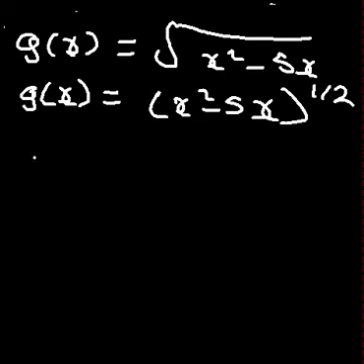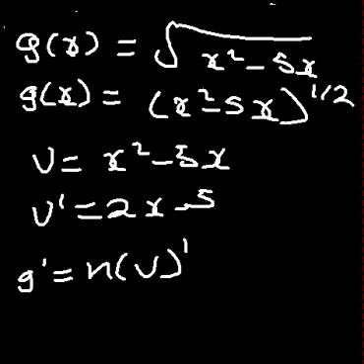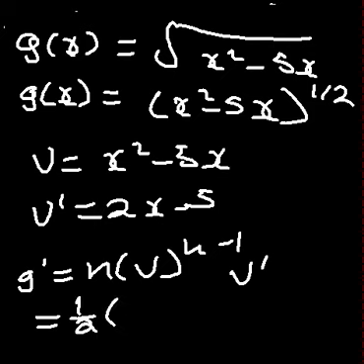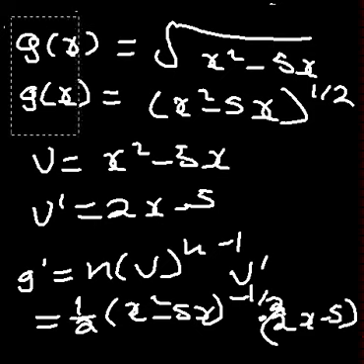So what is the inner function? We have v is equal to x squared minus 5x, of which v prime will be given as 2x minus 5. So what is g of x prime? We'll have it as n times v to the power n minus 1 times v prime. In this case, we'll have the power half, and then the function x squared minus 5x to the power negative half, times 2x minus 5. So that is the derivative of the outer function times the derivative of the inner function. You should understand that.